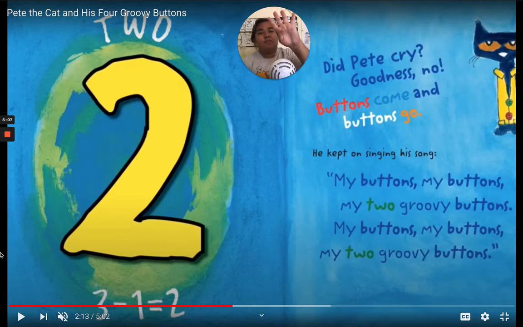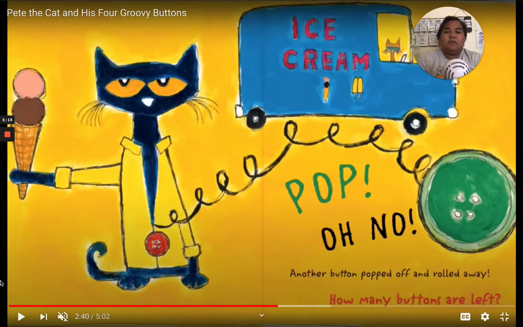So he started off with 4, 2 rode away, and now he only has 2 more left. Now what do you notice about this picture? So Pete the cat has ice cream. There's an ice cream truck. And what do you notice happened to his shirt? Another button popped off. Pop! Oh no! Another button popped off and rode away.